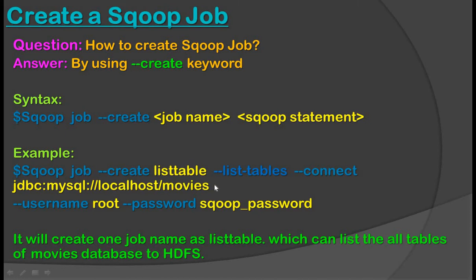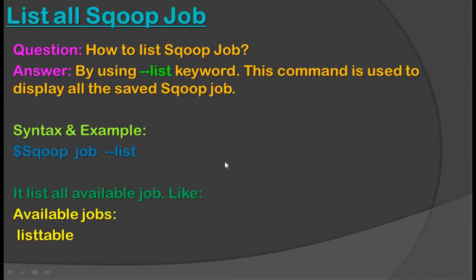So now let's see the next thing, how we can list all jobs in Sqoop. So here again the question is how to list Sqoop jobs. The answer is by using the double hyphen list keyword. By using the double hyphen list keyword we can list all Sqoop jobs.